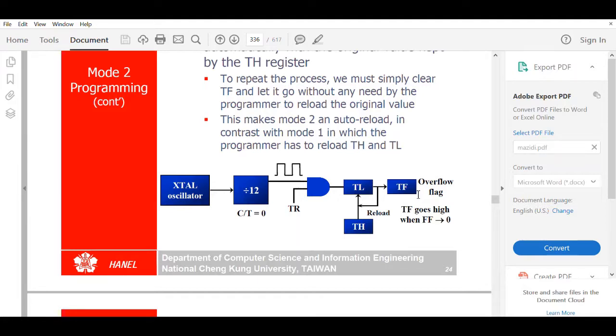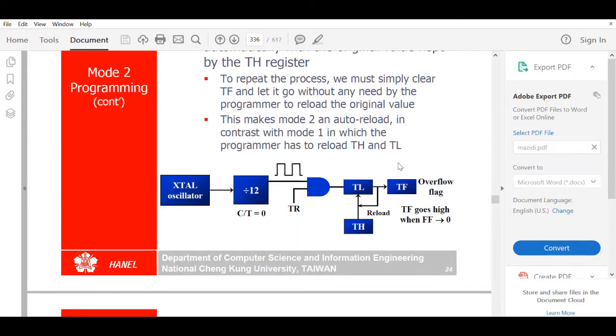And here also, this TL value, since TL is just an 8-bit register, will count up to FF, and after counting up to FF, it will go to 00. So that will make TF equal to 1. In the earlier case, it was FFFF of TH and TL going to 0000 of TH and TL. In this case, it is only TL that it's checking. TL will go from FF to 00. That will make TF equal to 1.